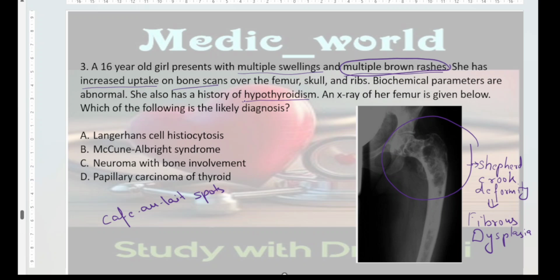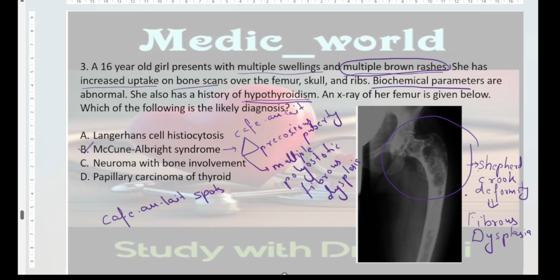She also has a history of hypothyroidism, plus biochemical parameters are abnormal. So all these clinical features, plus the X-ray showing Shepherd's crook deformity suggestive of fibrous dysplasia, point towards the diagnosis of McCune-Albright syndrome, which presents with the triad of cafe au lait spots, polyostotic fibrous dysplasia, and precocious puberty.